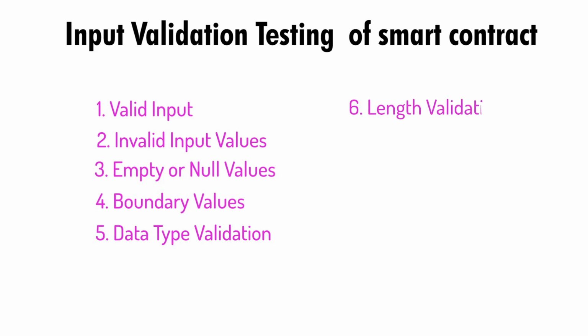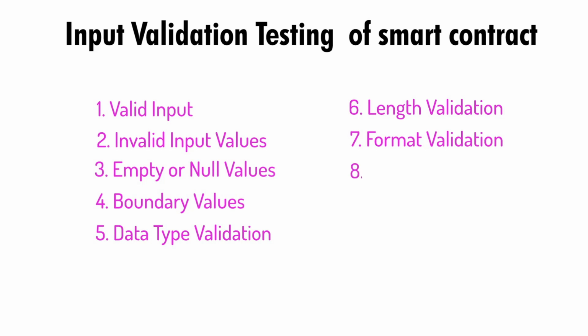Length validation. Test the contract with input values that exceed or fall below the allowed length limits for specific fields. Verify that the contract correctly validates and handles these length restrictions, providing appropriate error messages or exceptions. Format validation. Test the contract with input values that need to adhere to specific formats, for example, email addresses, phone numbers, etc. Verify that the contract performs format validation and rejects the inputs that do not match the required format.